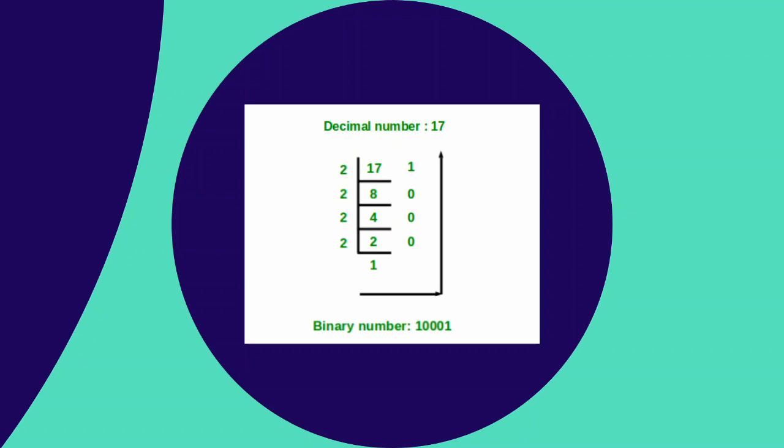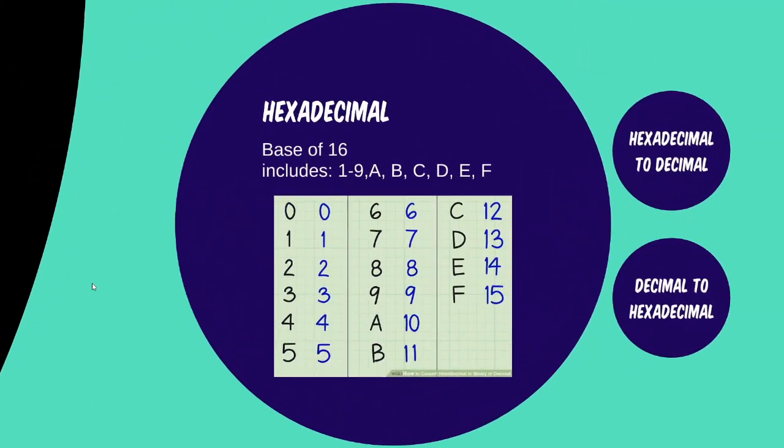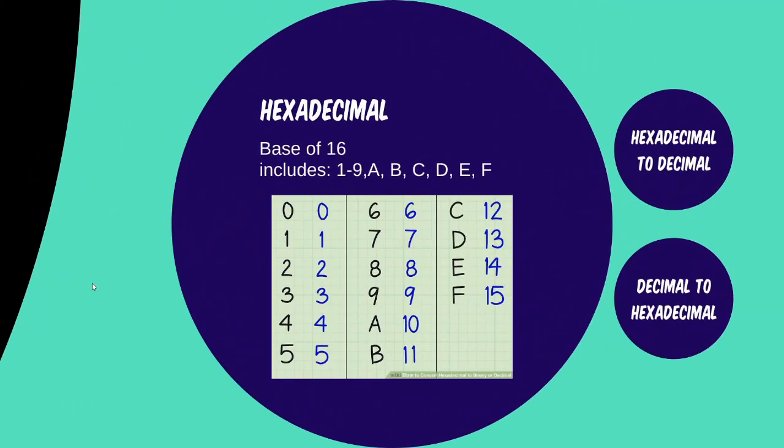Now, for the hexadecimal. So the hexadecimal is of base 16, and it includes numbers 0 to 9 and letters A to F representing numbers 10 to 15 respectively. It's mostly used for representing colors or to describe locations in the computer memory.